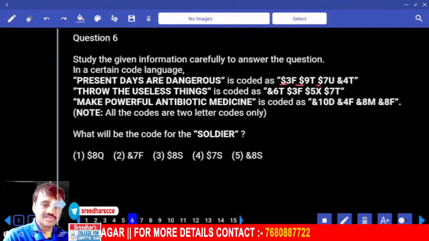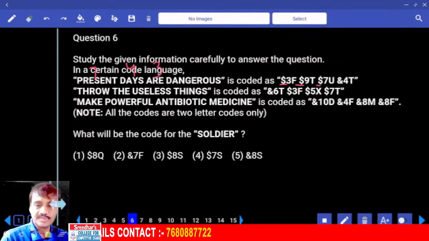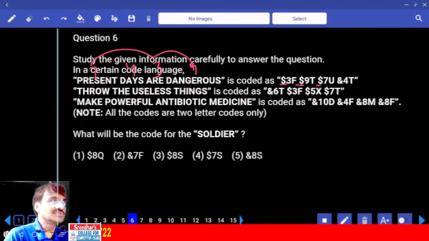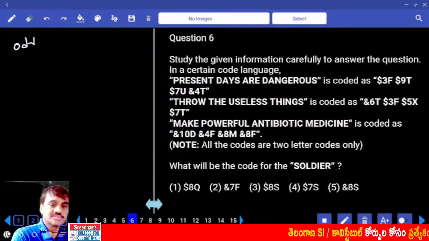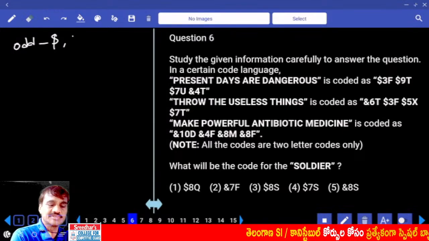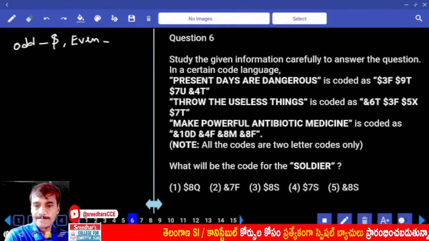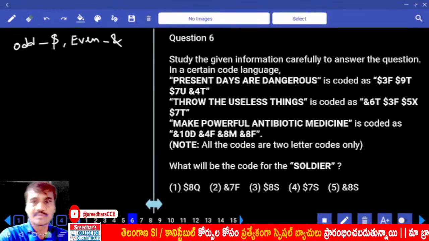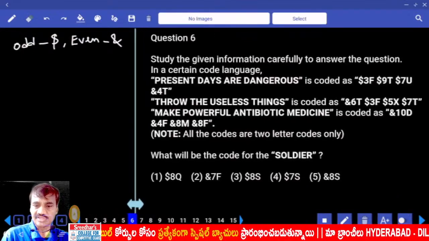Clear? Here in this one, how many dollars were there? $3. $3 means present how many letters? 7, 3 and 9. These three are odd numbers. How many odd numbers are there? 3 odd numbers. 3 odd numbers means odd number is represented with what? Odd is represented with dollar. And even is represented with? Odd is dollar and even with N. Clear?